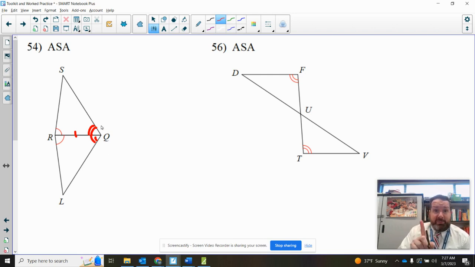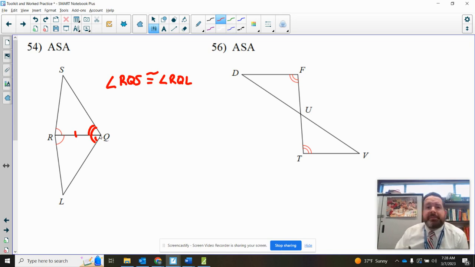Now, it is not appropriate to just say angle Q needs to be congruent to angle Q, because we don't know what angle Q you're talking about. When it's two angles that have the same vertex, you've got to use your 3-letter version. So in the top triangle, it's angle RQS. You just need to make sure that the Q is in the middle. And in the bottom triangle, it's RQL. Angle RQL. Just like that. That's going to give me the ASA that I need.